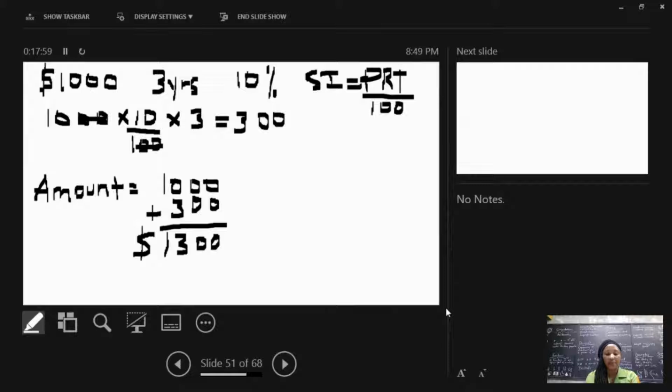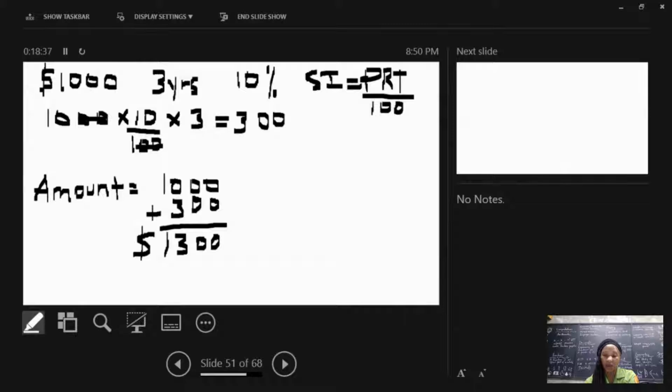And so simple interest is principal times rate times time over 100. And we say over 100 because the rate is a percent, so that's over 100. So the 1,000 times 10 over 100 times 3, that's $300. That's the simple interest. So the amount accruing at the end of the 3 years would be the principal, $1,000, plus the 300, which is 1,300. That's what you would get back at the end of the 3 years.